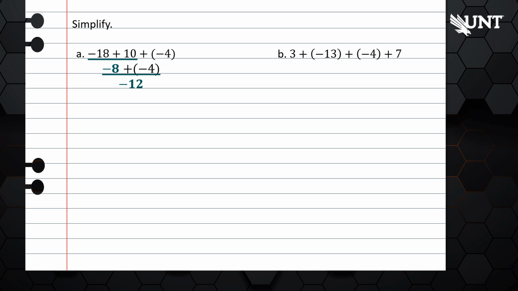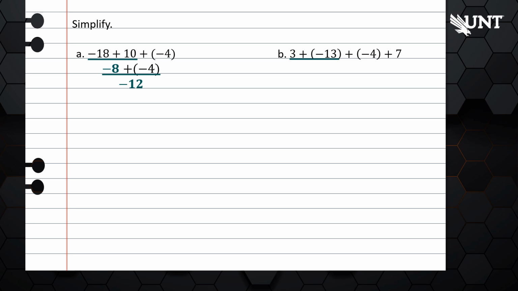For problem B, we have 3 plus negative 13 plus negative 4 plus 7. Again, the only operation we have is addition, so we work it out in order from left to right. Starting on the left, 3 plus negative 13. Notice their signs. 3 is positive, but 13 is negative. So since they have different signs, this is tug of war. We keep the sign of the larger value because they're stronger and they have more people on that team.